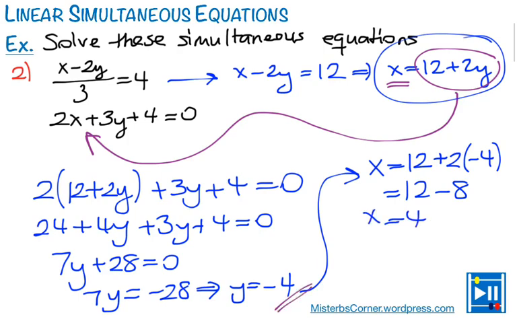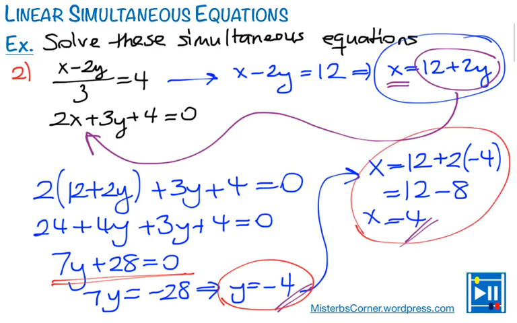So x is 4, y is negative 4. Now, this is a very common mistake that when we solve an equation, especially in the substitution method, this looks like a linear equation, so we find the value of y and then we stop. We forget to find the value of x and we lose marks. Please make sure that you find both values.